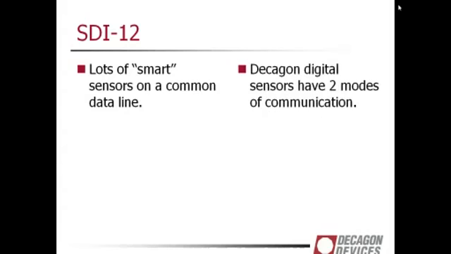I do want to mention the Decagon sensors. Decagon digital sensors have 2 modes of communication. Essentially, you provide the sensor with power, and this is one mode of communication: you give the sensor power, and then it just spits out a serial string of data. And then after it's given you its data, it enters SDI-12 mode.